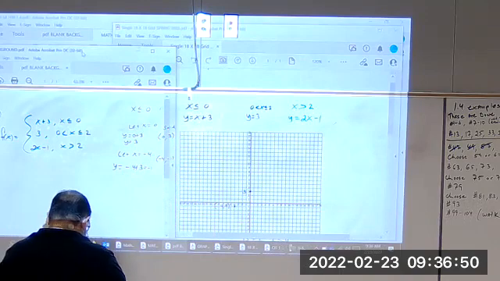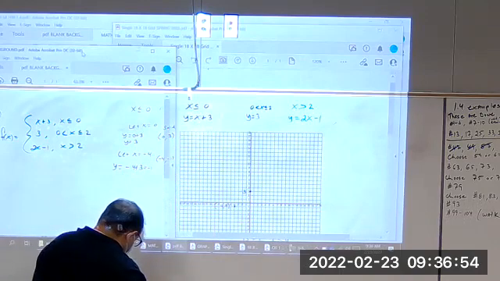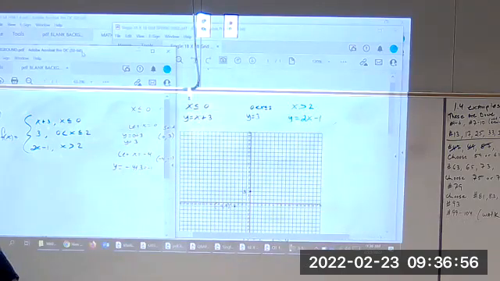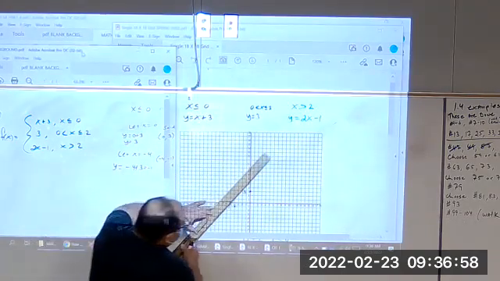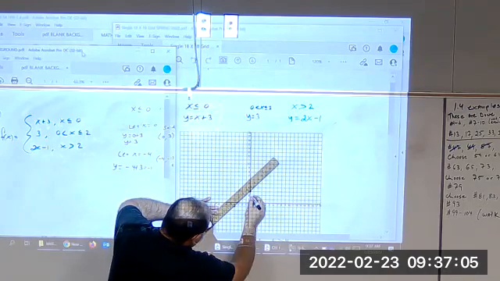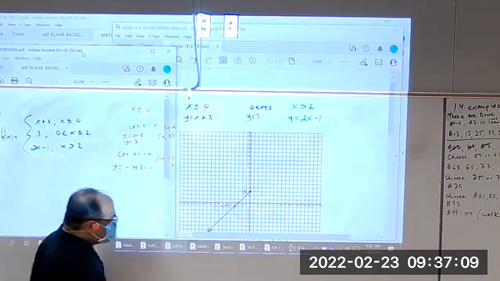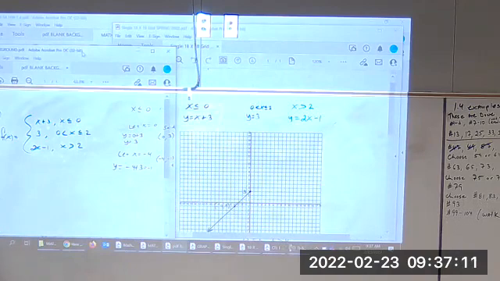So the first piece of this graph, in its own yard, only can go to the left of 0. So it's only this. But it does go forever, so there's an arrow that goes with it. So that's the left house.